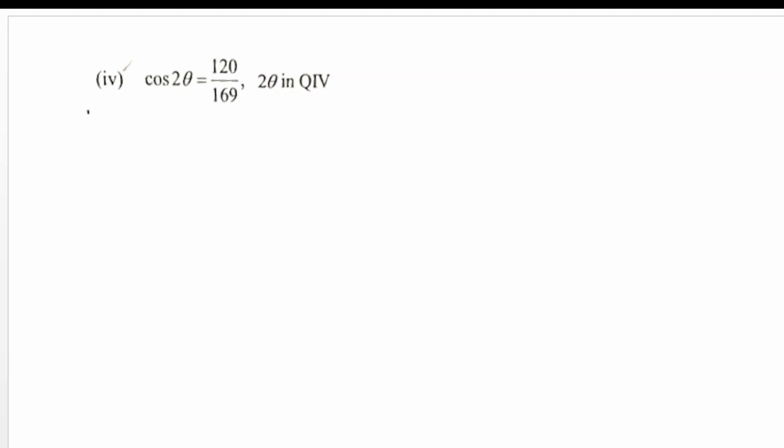Our lecture series regarding trigonometry, chapter 8, question 5, the fourth part that is in front of us. We have to solve this. So, cos 2 theta equals 120 by 169, that is given to us. So let's start the solution of the question.